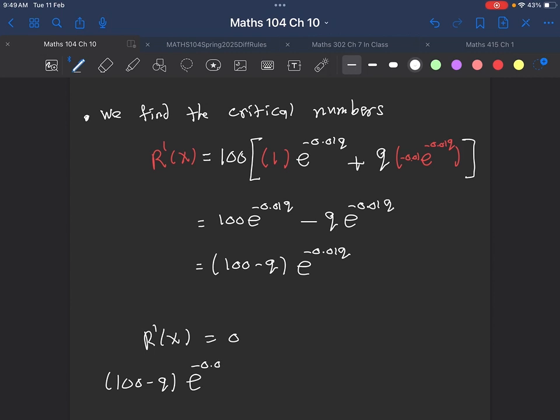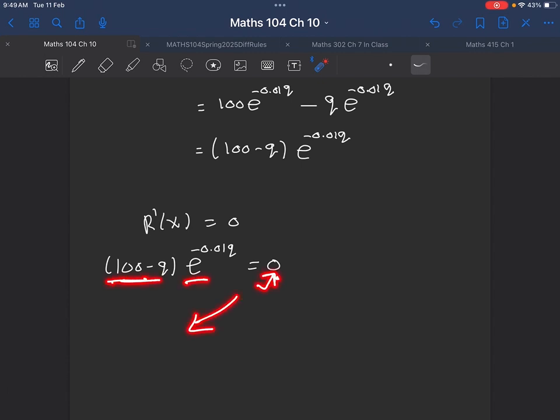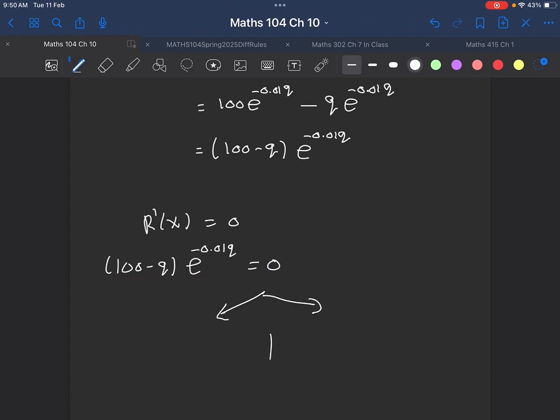So you get 100 minus q times e to the power equal to 0. Now we have two brackets equal to 0. So we have to make each one of them equal to 0. So this question goes into two parts. I'll solve it little by little. So you get 100 minus q equal to 0. That means if you take q to the other side, we get q equal to 100.